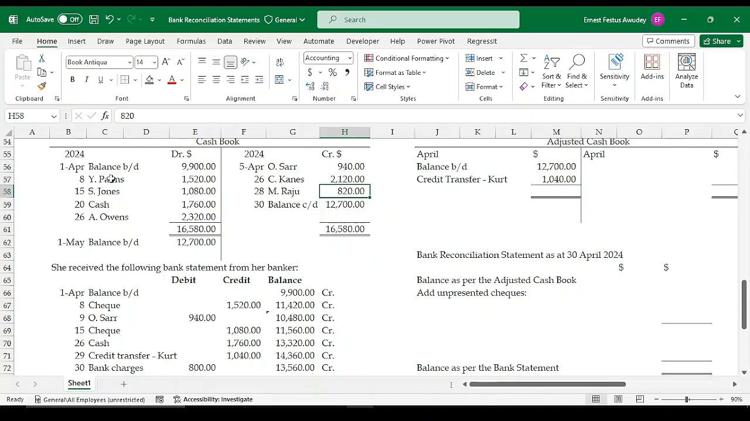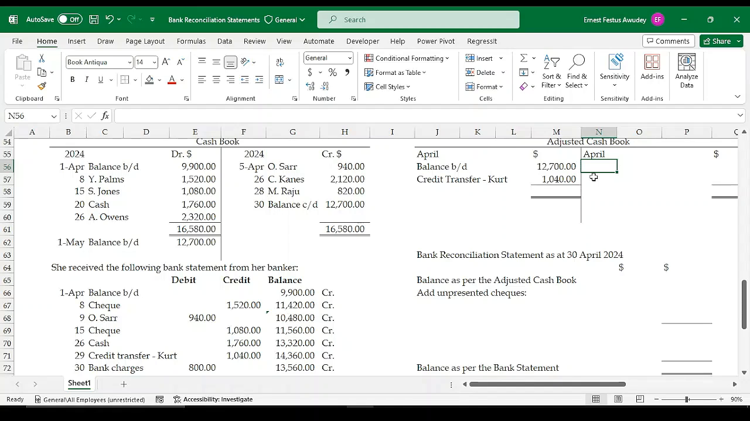Everything that needs to be debited in the cash book but has not been debited will be debited to the adjusted cash book. Everything that is supposed to be credited in the cash book but has not been credited will be credited in the adjusted cash book. And we know it's not been recorded by comparing it with the corresponding columns within the bank statement. Whatever column we have here, debit against the credit, credit against the debit here. All right, so that is it.